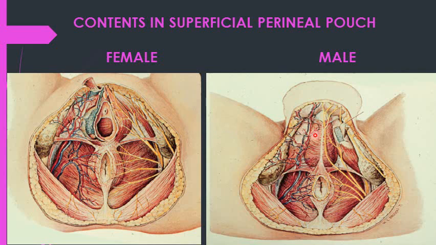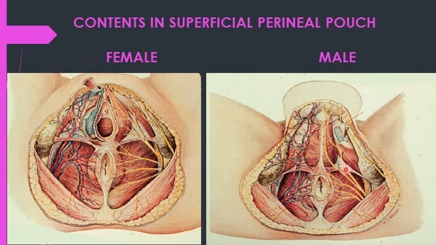Side by side, if you look at the muscular contents in the male, here you can see this is the bulbospongiosus muscle, which is surrounding the bulb of the penis and its corpus, that is the corpus spongiosum. And on each side there is the ischiocavernosus muscle, which is surrounding the corpus cavernosum of the penis. Again there is that superficial transverse perineal muscle, running transversely, and these are the muscular contents in the superficial perineal pouch of the male.